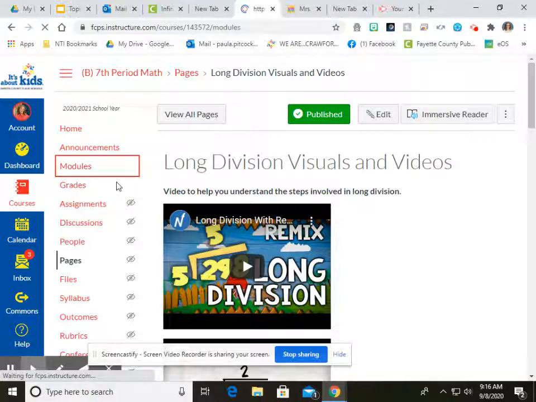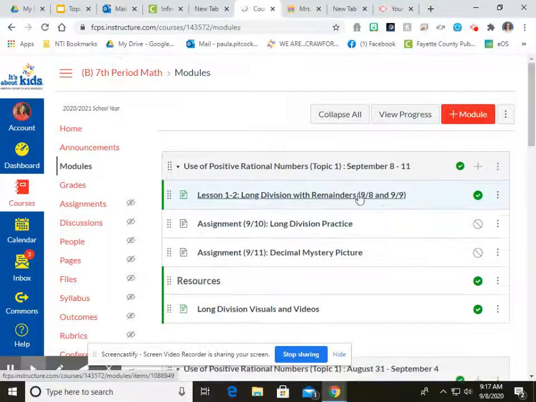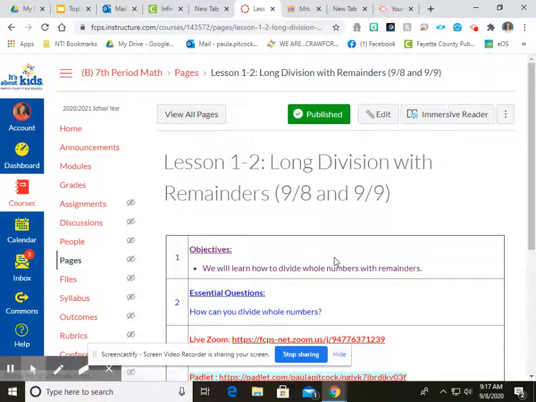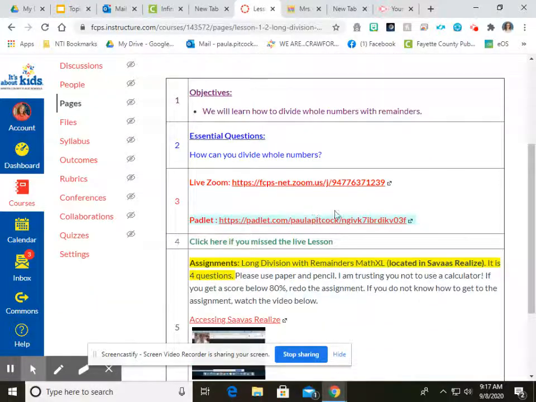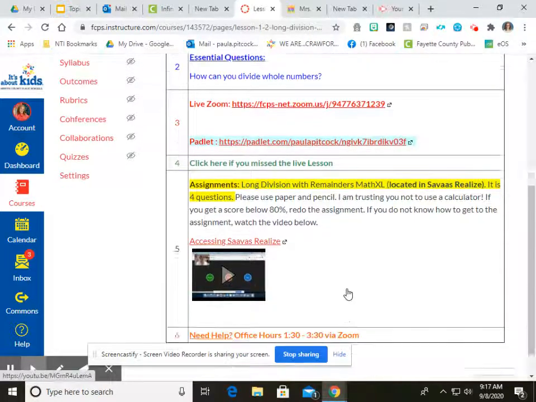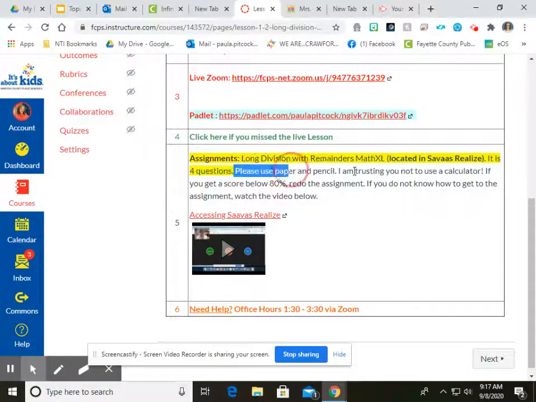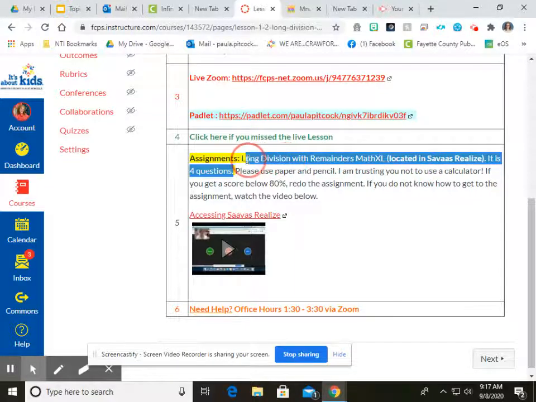Now let's go to your assignment. When you go to modules, today is September 8th or September 9th, depending on your class period. And here's all your information, our objective, our essential question, a link to the live Zoom and Padlet. I'll put the recorded lesson here. And here's your assignment. You have 4 questions in Solve as Realize. Remember, math assignments typically aren't in Canvas. You have to go to Solvis. If you forgot how to do it, here's a video to help you get there. And if you need help, office hours 1:30 to 3:30 via Zoom.